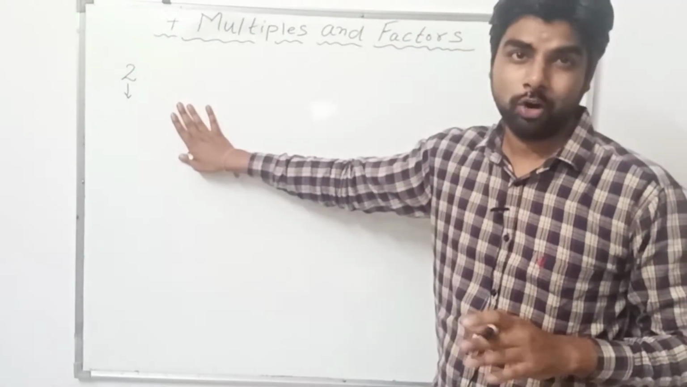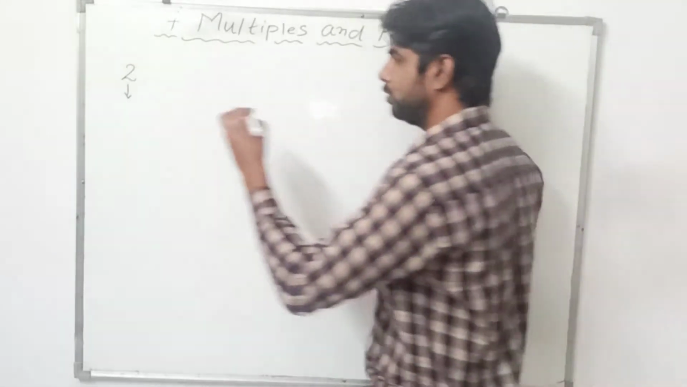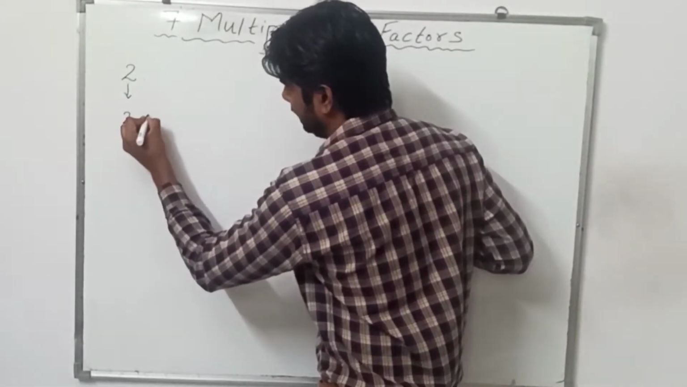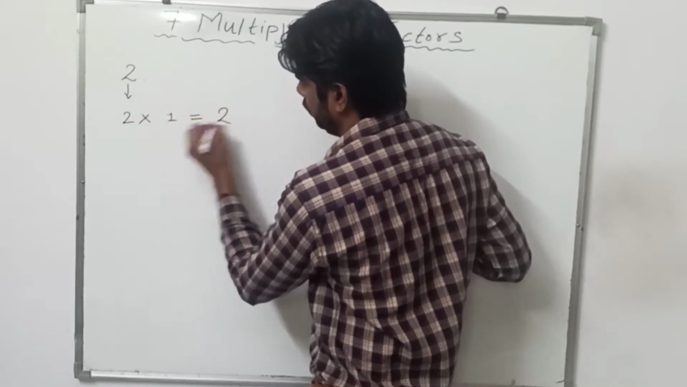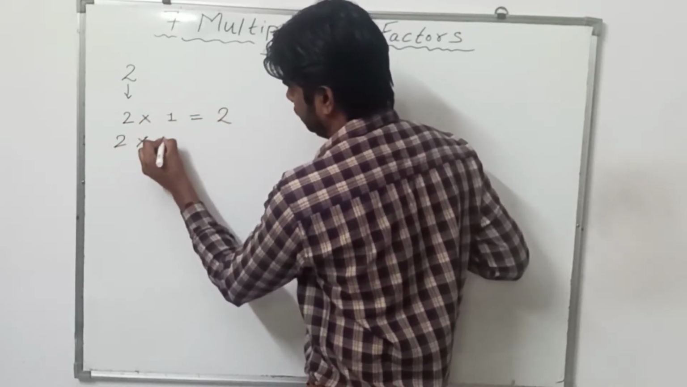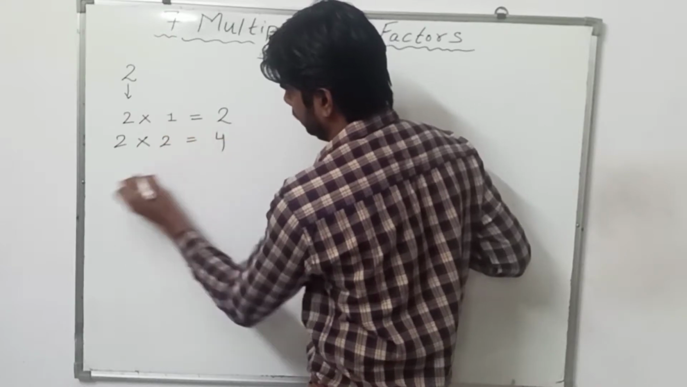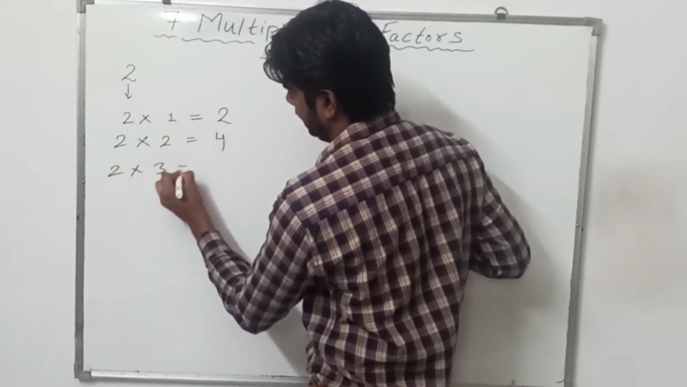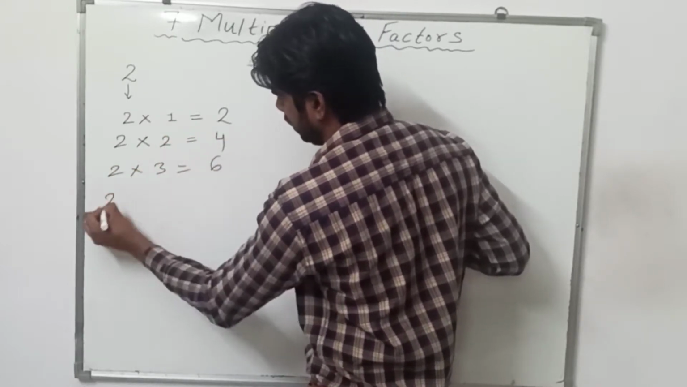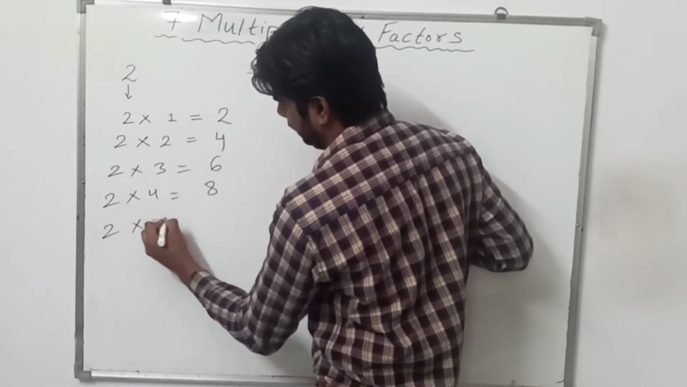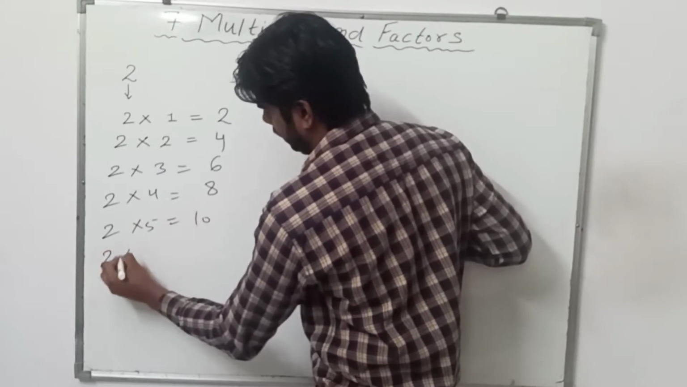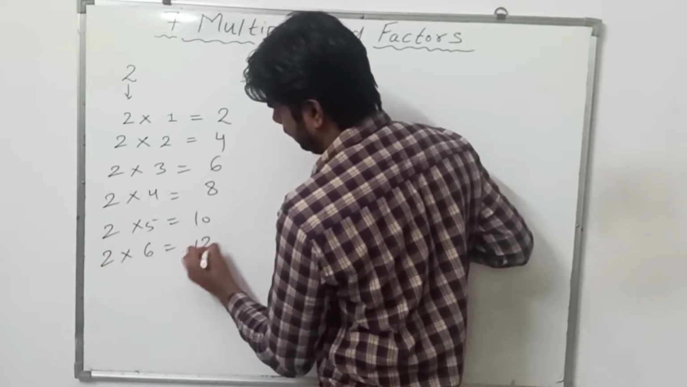So in order to find out multiples of 2, what we have to do? We have to multiply this 2 by 1 first. We will get 2. We will multiply this by 2, we will get 4, 2 into 3 that is 6, 2 into 4 that is 8, 2 into 5 that is equal to 10, 2 into 6 that is equal to 12.